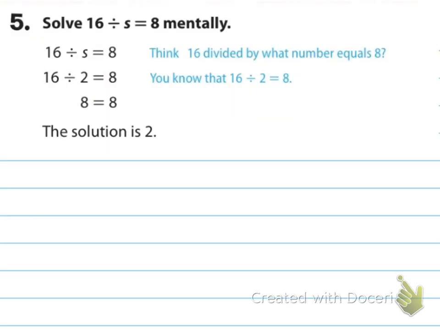So number 5 says solve 16 divided by s equals 8 mentally. We're going to do 16 divided by what is going to equal 8. So it's back to that little box here and say, oh, 16 divided by what equals 8? And so it's 16 divided by 2 equals 8. Ding, ding, ding. Good job. So you know what I'm saying, right? You remember the good old days?